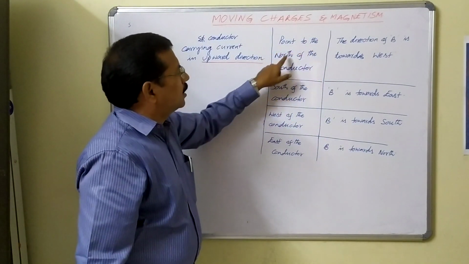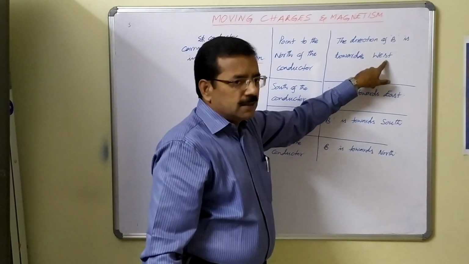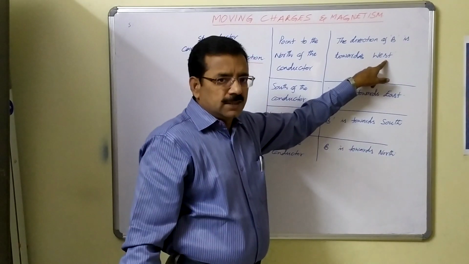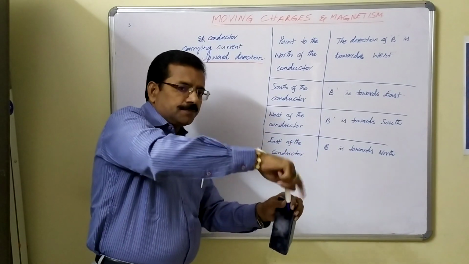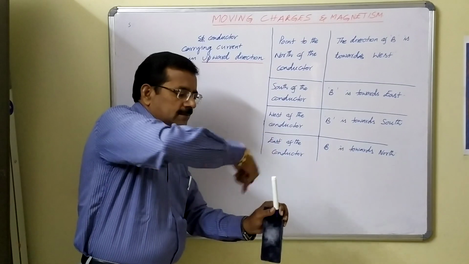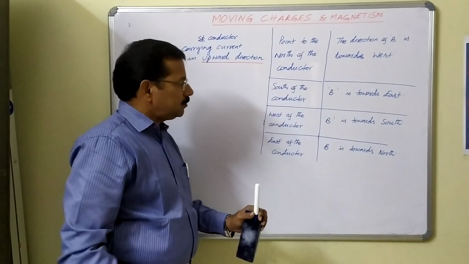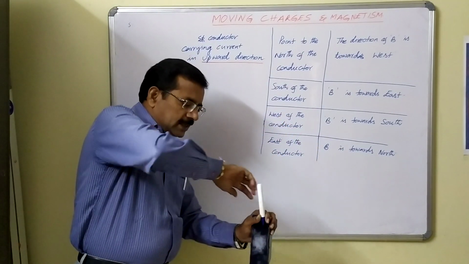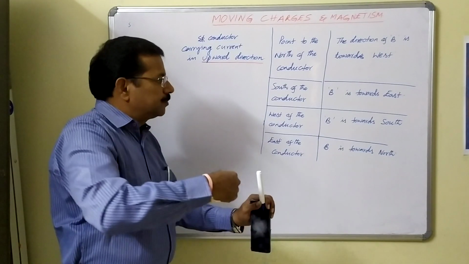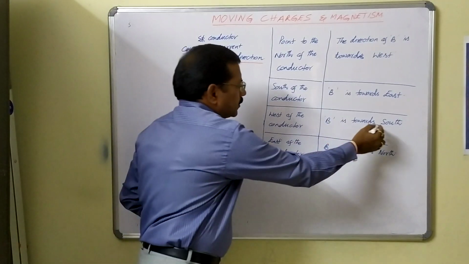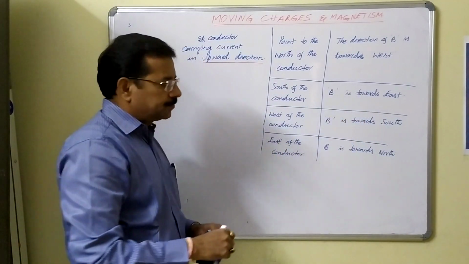If we consider a point to the north of the conductor, the direction of magnetic field induction is towards east. Instead of west, it is towards east. If you consider a point to the south of the conductor, the field lines are like this. At this point, if you draw a tangent, it will be towards west. Similarly, at a point to the west of the conductor, the field lines are like this. If you draw a tangent, the tangent will be towards north. If the current is upwards, field is towards south, but here it is towards north.